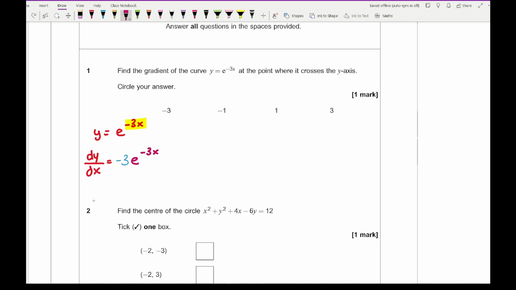Now, where it crosses the y-axis, this is basically where x equals 0. So what I then want to do is substitute x equals 0. And if I type that into my calculator or work it out, this part here will just equal 1, we get the answer of minus 3. So our correct answer is our first option.